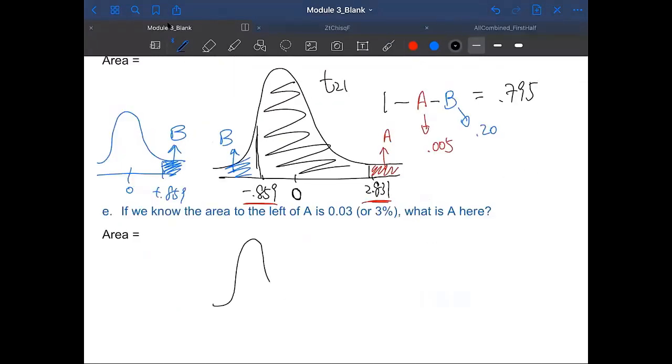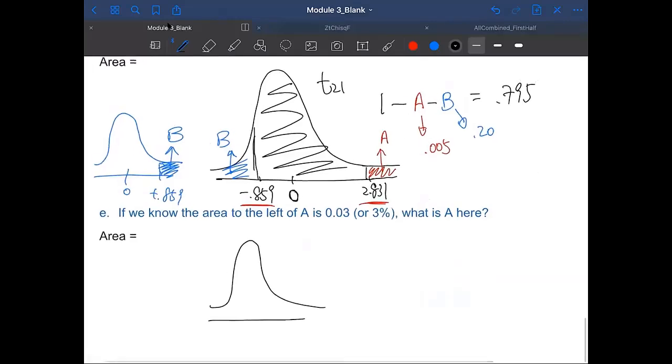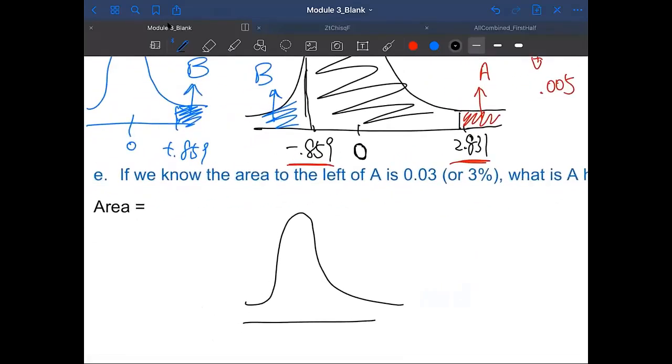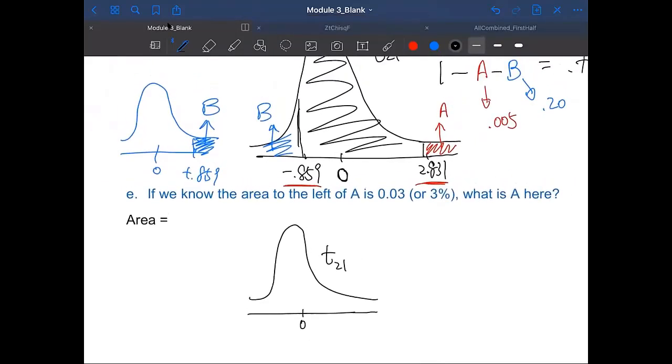Very, very important, draw a bell curve. This is a T21, and right in the center is 0. We don't know what A is. So you were asked, we want to find A, where the area to the left of A is 0.03. And what is A here?